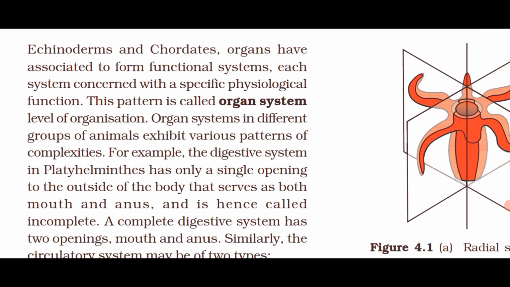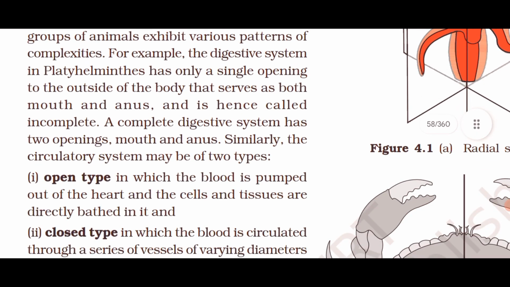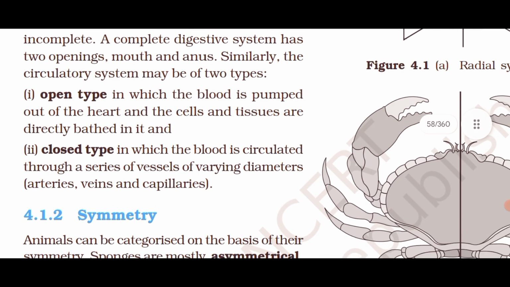For example, the digestive system in platyhelminthes has only a single opening to the outside of the body that serves as both mouth and anus and is hence called incomplete. A complete digestive system has two openings, mouth and anus. Similarly, the circulatory system may be of two types. One, open type, in which the blood is pumped out of the heart and the cells and tissues are directly bathed in it. And second, closed type, in which the blood is circulated through a series of vessels of varying diameters: arteries, veins, and capillaries.